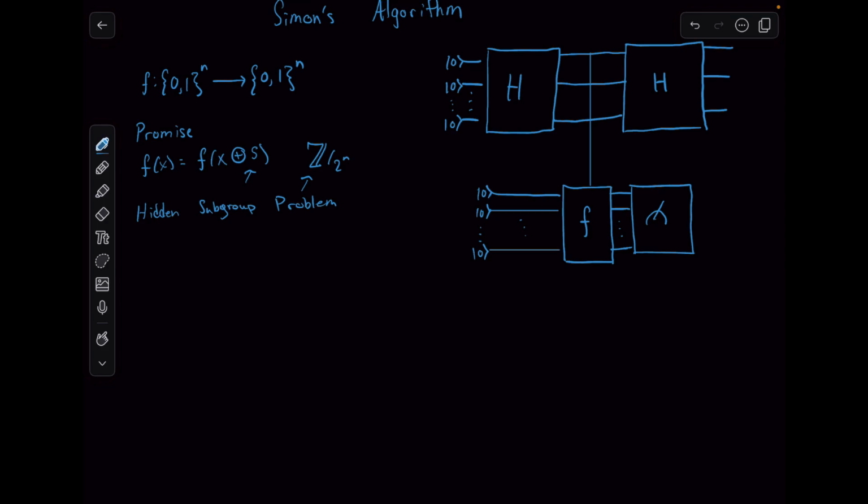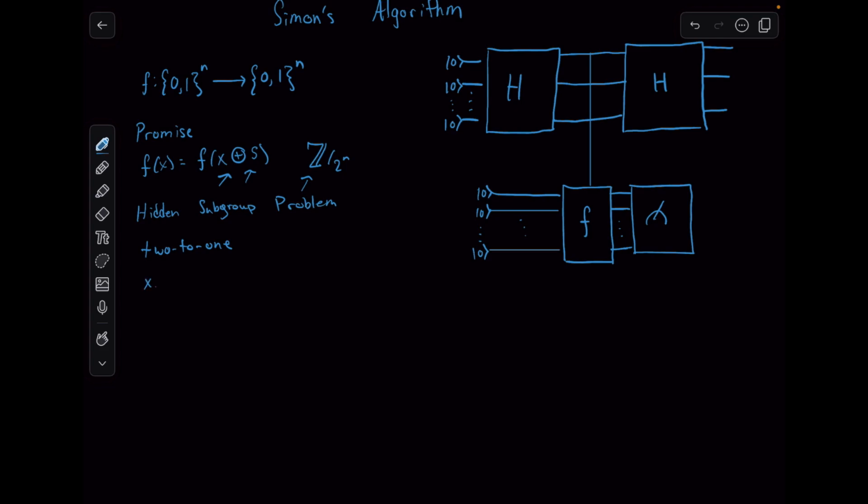So what is this actually saying? Well, it's telling us that our function is periodic, so the function values are going to repeat, and that's determined by this hidden bit string s. And in particular, this makes the function 2 to 1. So for every input, there's one other and only one other binary input that's going to return the same value. And let's just verify that that's the case right now.